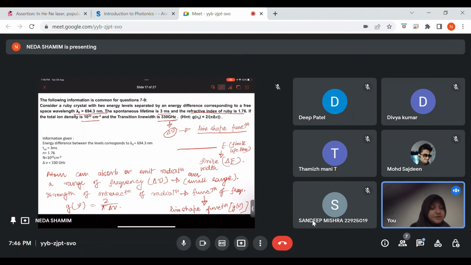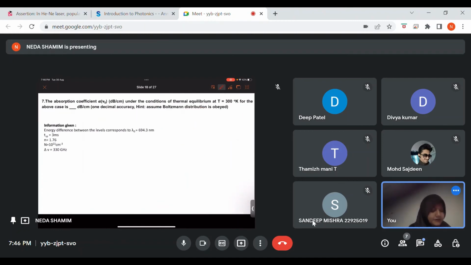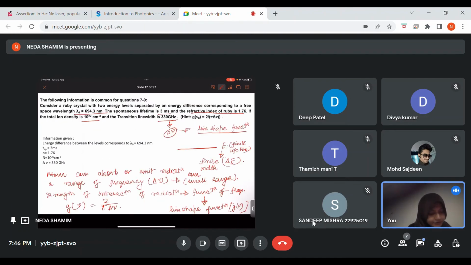So you should refer to that. Okay, and if you have any doubts, come back to me regarding those doubts. Okay, so I have been given a lot of information at spontaneous time. I have been given information about the population and the width of the state. That is a transition line width, 330 gigahertz.